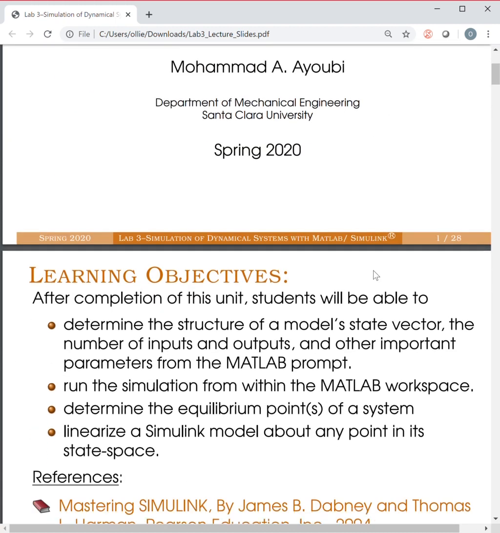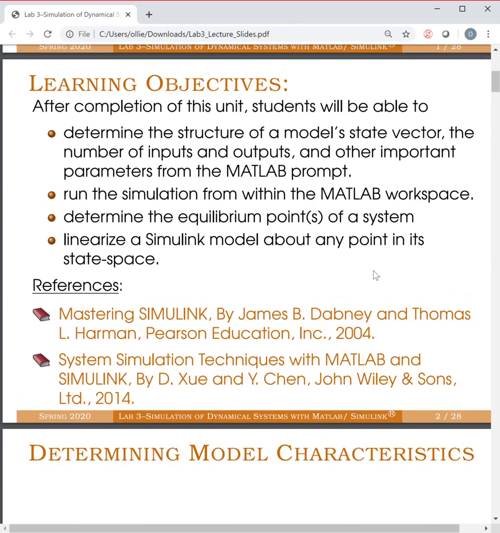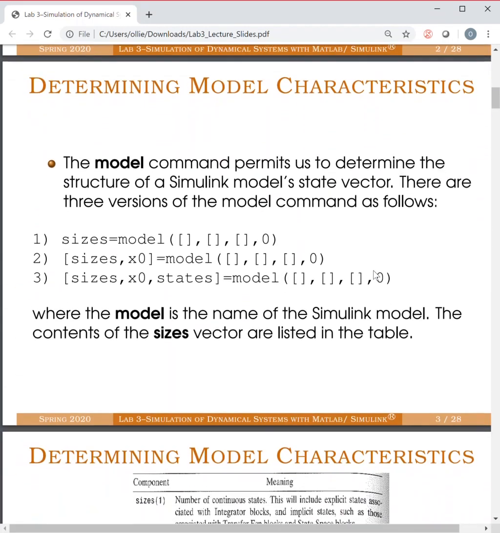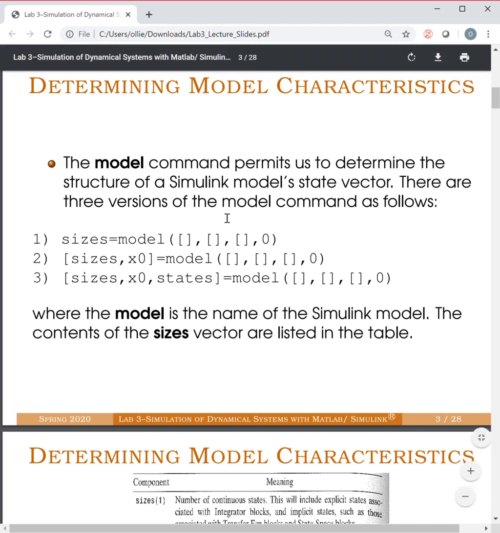Okay, so here are some learning objectives. You should read those. The first thing we're going to do is learn how to get information about a Simulink model that we have. To do this, we're going to provide the syntax here. We're going to find the sizes, the initial conditions, and the states for a given model.